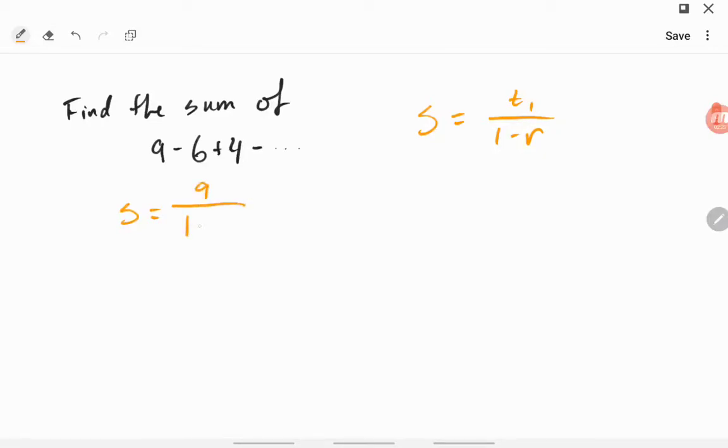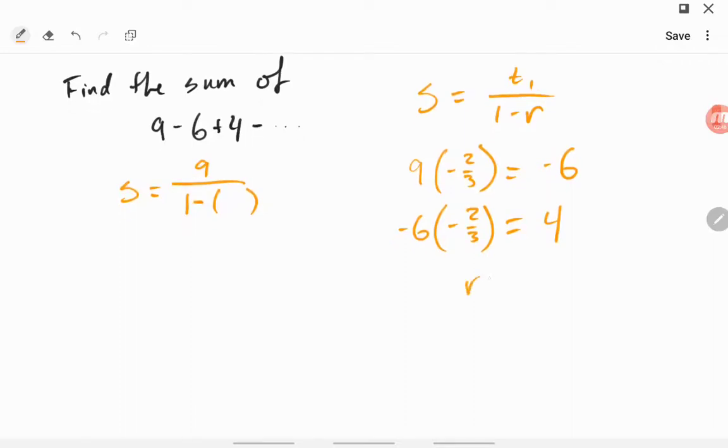And my rate, what is my rate? How am I moving from 9 to negative 6, and then from negative 6 to positive 4? Well, it looks like I'm taking 9 and multiplying it by negative 2/3. That gives me negative 6. I'm taking negative 6 and multiplying it by negative 2/3. What does that give me? Well, that gives me 4. So there is my R. R is equal to negative 2/3.